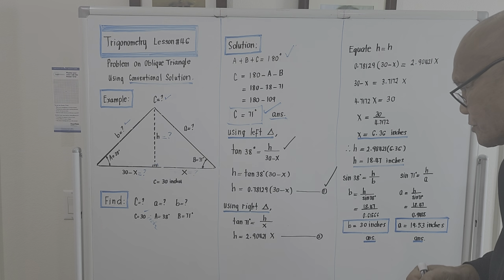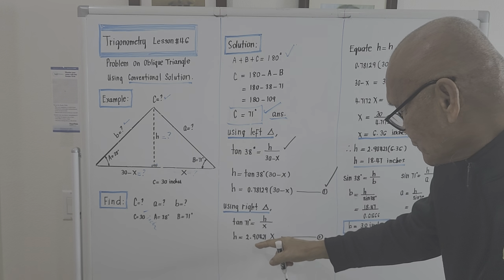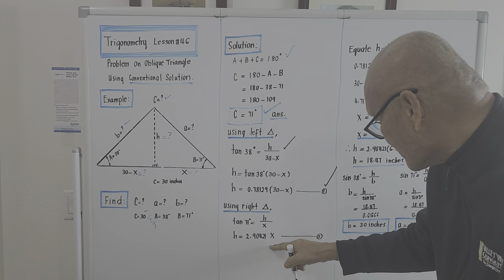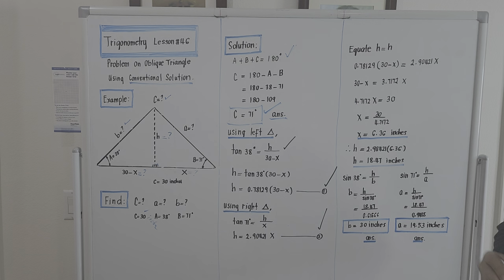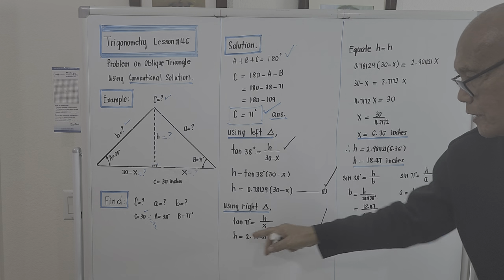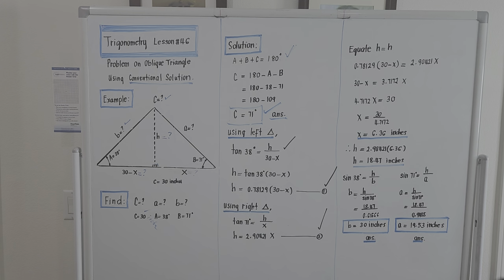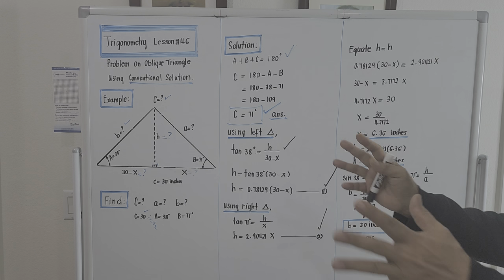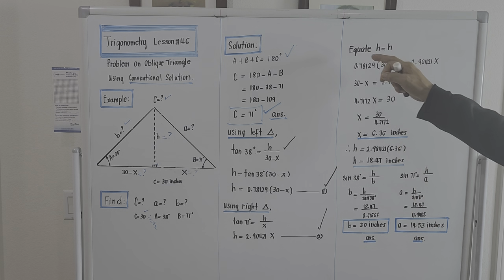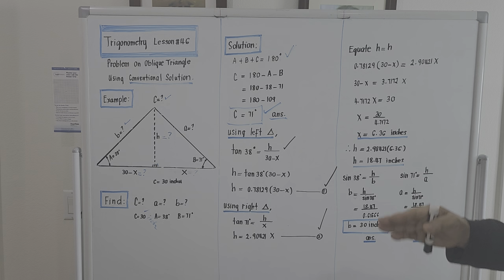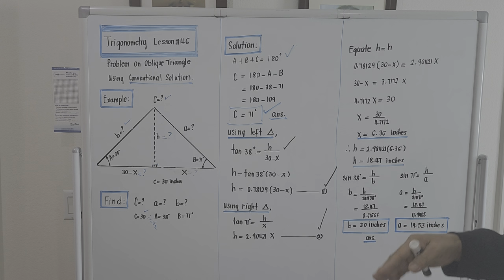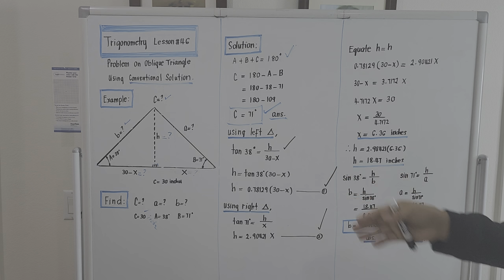Or this will be h equal to 2.90421 times x. We call this equation number 2. So we have now formulated the second linear equation involving h and x. Okay? That's a conventional solution without using sine law. Equating h to h, this is now a part of algebra. We are solving two simultaneous linear equations involving h and x.